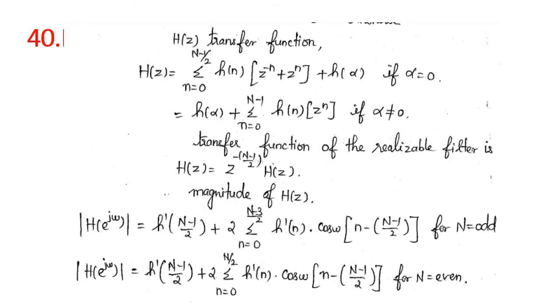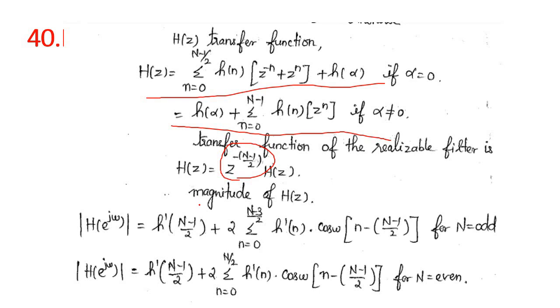And similarly, this is the expression for h of z if alpha equal to 0, and this is the expression for h of z for alpha not equal to 0. So while solving a lengthy problem we'll be using that, but during examination, we have to go through this also. And this is the transfer function of the realizable filter. Already I posted in FIR filter part 1. To obtain the transfer function of the realizable filter, we should multiply that transfer function h of z by z power minus n minus 1 by 2.